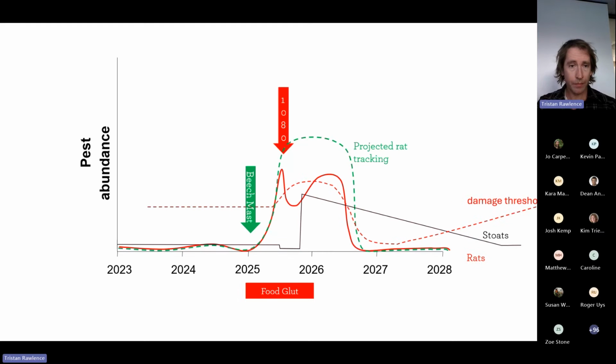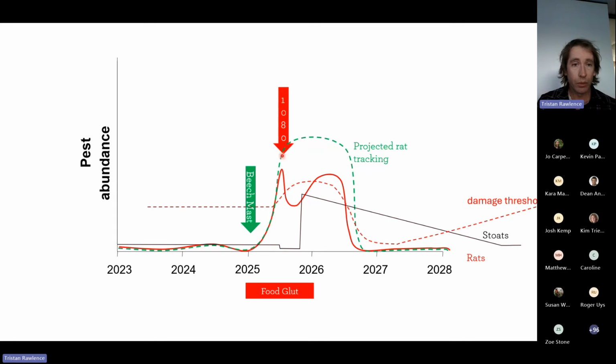So the way the National Predator Control Program used to work was we tackled masts head on. We had the beech mast, and I'm going to introduce a couple of new concepts in this one. We've got this green dotted line, which is the predicted rat tracking, and that's what would have happened to rats had we not done any management at all. So that's a non-treatment situation.